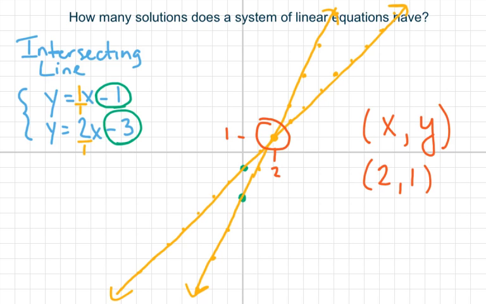I can check that by plugging it in. My x value is 2 and my y value is 1. So we have the equation 1 equals 2 minus 1, which is true. If I plug it into the second equation, I have 1 for my y and 2 for my x. So I would end up with the equation 1 equals 2 times 2 minus 3. And if I simplify that, that's 4 minus 3, which is 1. So that works out as well. So that's an example of intersecting lines.